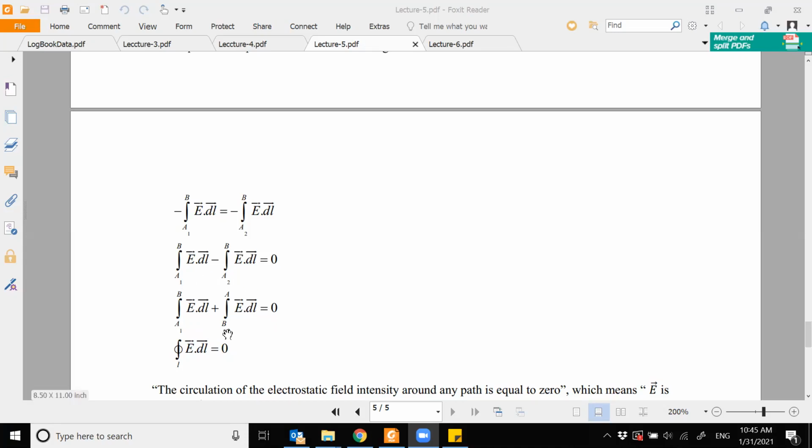So now what does this say? It says that I'm integrating E bar dot dl bar from point A to point B, and then I'm integrating again from point B to point A, E bar dot dl, and it is becoming 0. So I'm going from A to B, and then I'm coming back from B to A. That is nothing but closed line integration. So the closed line integration of E bar dot dl is equal to 0.